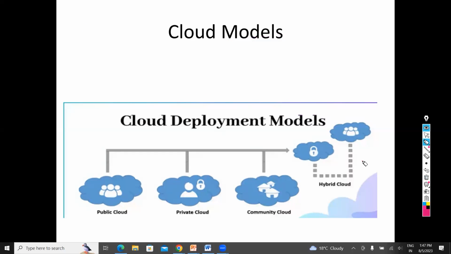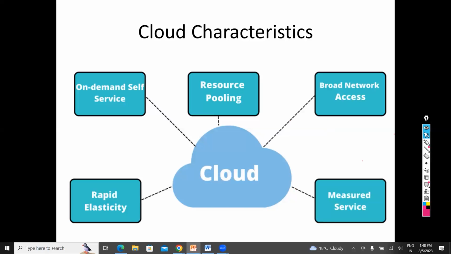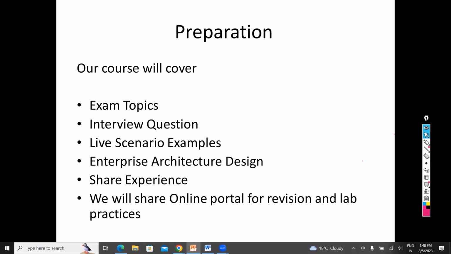Right? So this is the cloud model we discussed, and these are the cloud categories we discussed. What are the cloud categories? What are the characteristics? Okay, so I think I missed this part.